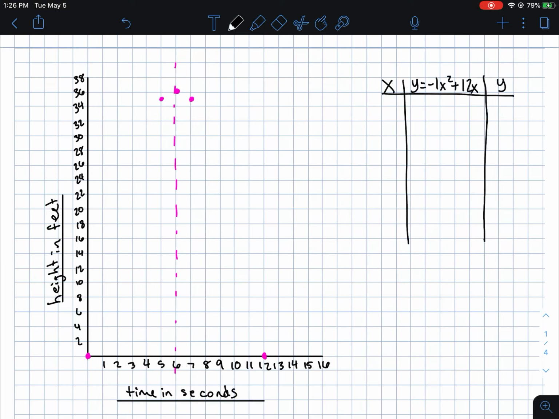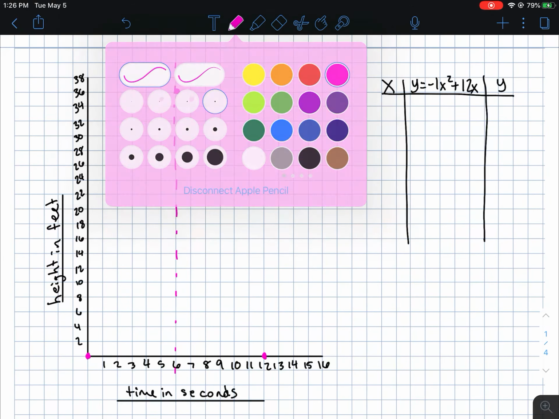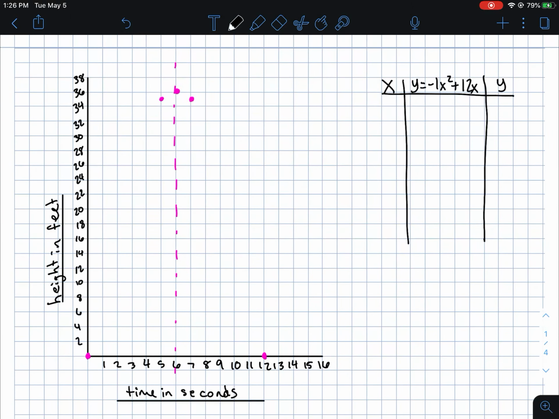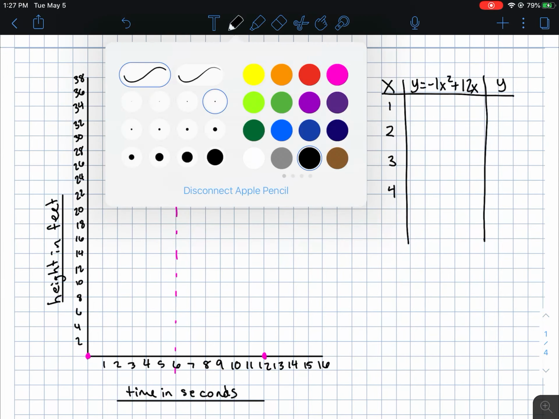Alright, so I know that I have values at 0, 5, 6, and 12. So what I'm going to do is plug in values for x at 1, 2, 3, and 4. The reason I'm doing all of that is because then that gives me my whole left side of the graph. And then I am also going to be able to determine my right side of my graph, because if at 1 it's at 11 feet, then also at 11 it's going to be at 11 feet, because they have to be equal distance from our axis of symmetry.